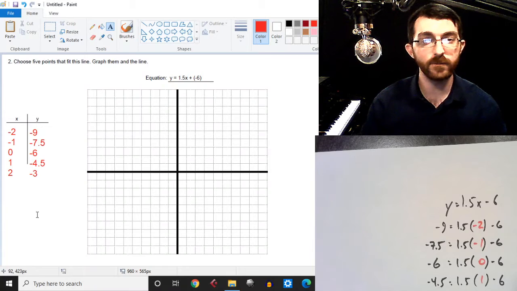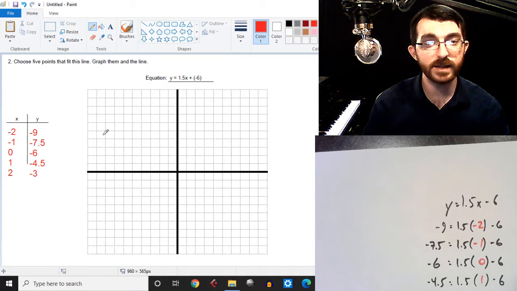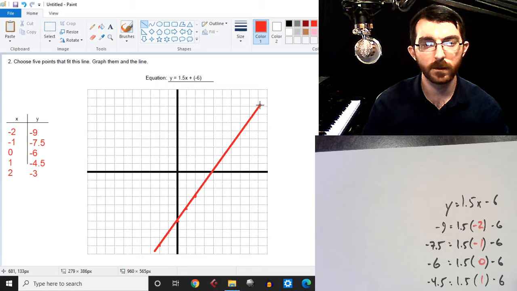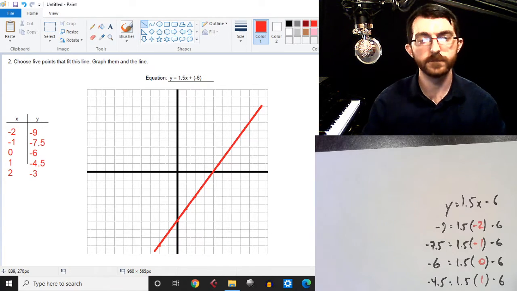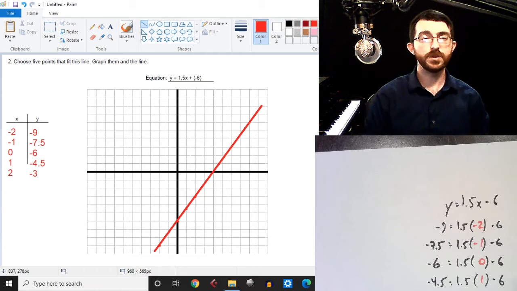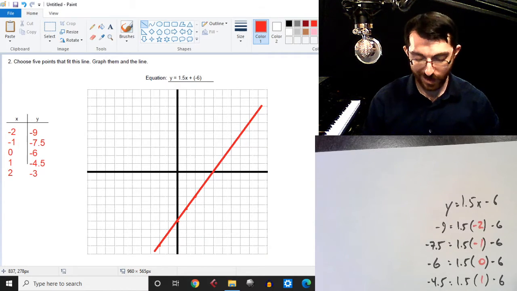So those are 5 points, and if I'm going to make a line, it would be pretty easy if I just marked them and then connected them. Negative 2, there's negative 9. Negative 1, here's negative 7.5. 0, here's negative 6. 1, here's negative 4.5. And 2, here's negative 3. As you can see, they make a neat little tidy line, and if I connect them, there it is. There we have it. Choose 5 points that fit the line, graph them, and draw the line.